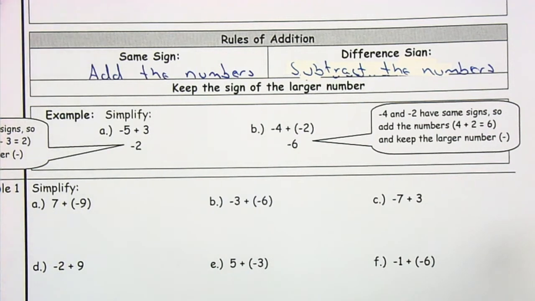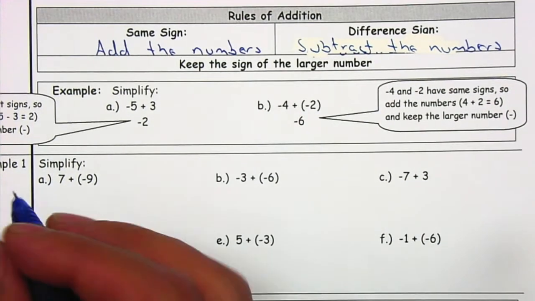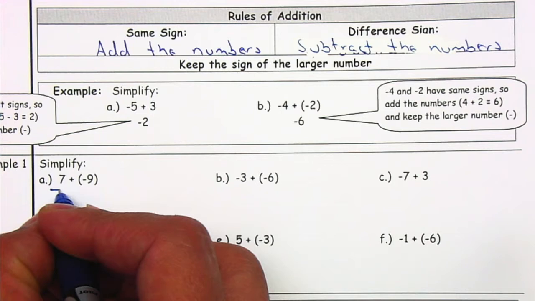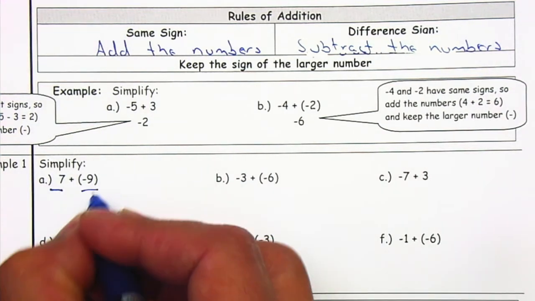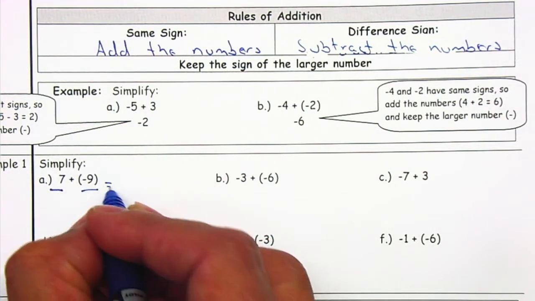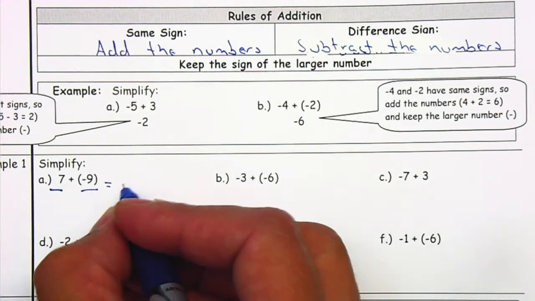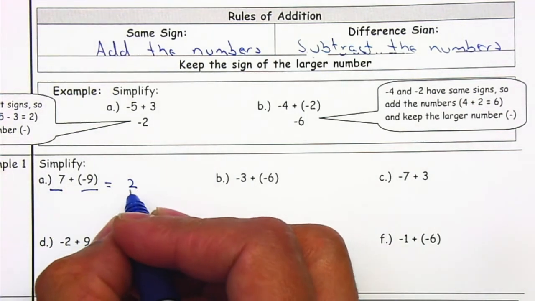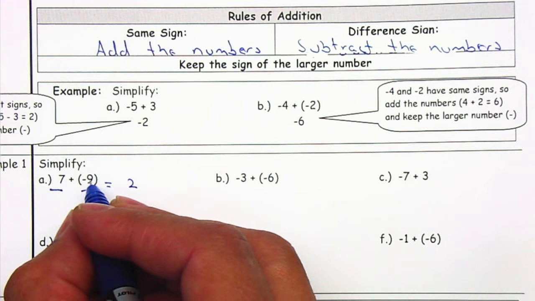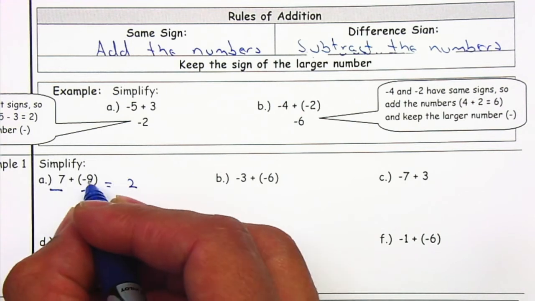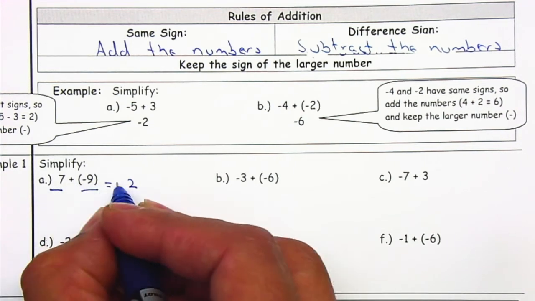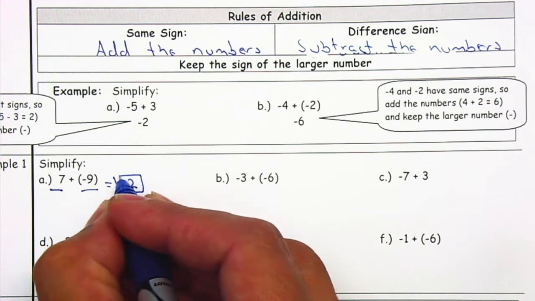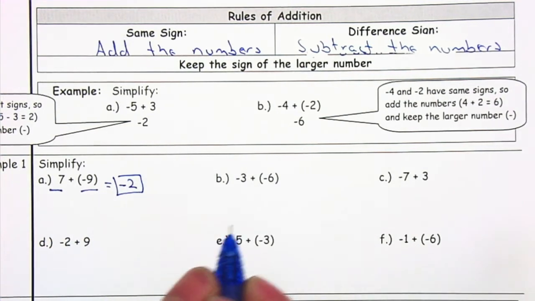Let's go into example number 1. We have a 7 plus a negative 9. If you notice, they have different signs, so we're going to subtract. 9 minus 7 is 2, and we're going to keep the sign of the bigger number. We're looking at the 7 and the 9. The 9 is bigger than the 7, so we're going to keep the negative. So your answer is negative 2.